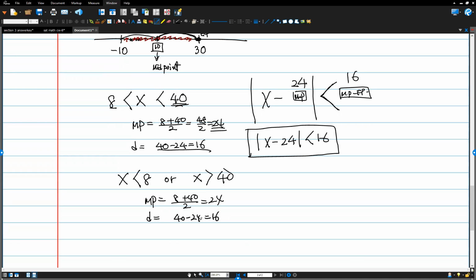That is the distance. But the only thing different is their direction. So the absolute value of x minus the midpoint 24 is already greater than, with no equal sign, and the distance 16. That's the answer.